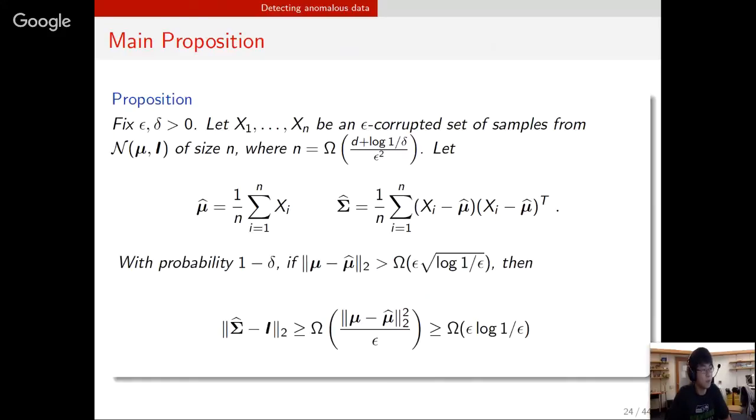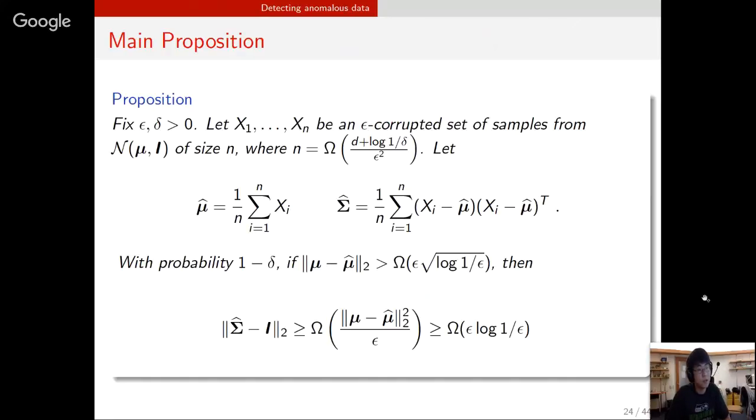With high probability, if the two norm between the true mean mu and mu hat, the empirical mean, is at least omega of epsilon square root log 1 over epsilon, then the spectral norm between sigma hat, the empirical covariance, and what it ought to be, which is the identity, should also be large. It should be at least omega of the two norm between mu and mu hat squared over epsilon. And if you plug in what this is, then you get that this spectral norm is at least omega of epsilon log 1 over epsilon.